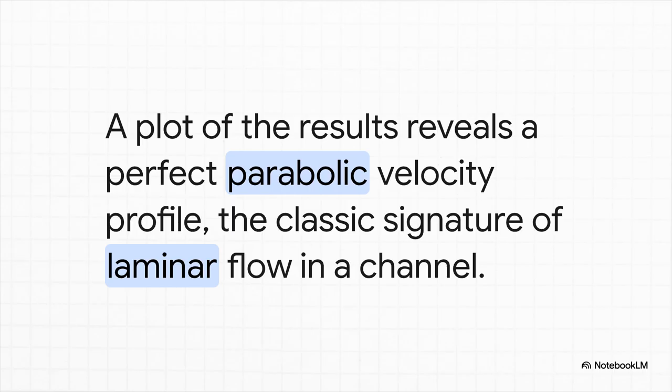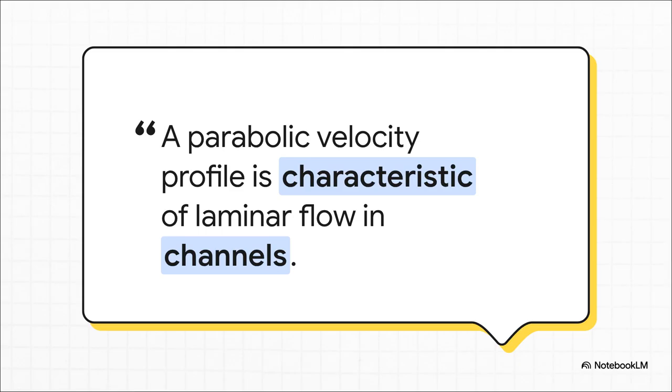See how the flow is fastest right in the very center? And then it gets slower and slower until it comes to a complete stop right up against the walls because of friction. This shape tells us everything. Because that parabola, it isn't just some random pretty shape. It is the classic textbook signature of laminar flow. It's the exact profile you would find if you were to measure this in a real-world lab. So, in just a few clicks, we didn't just make a colorful plot. We actually validated a fundamental law of physics. And that is the real power of what we just did.